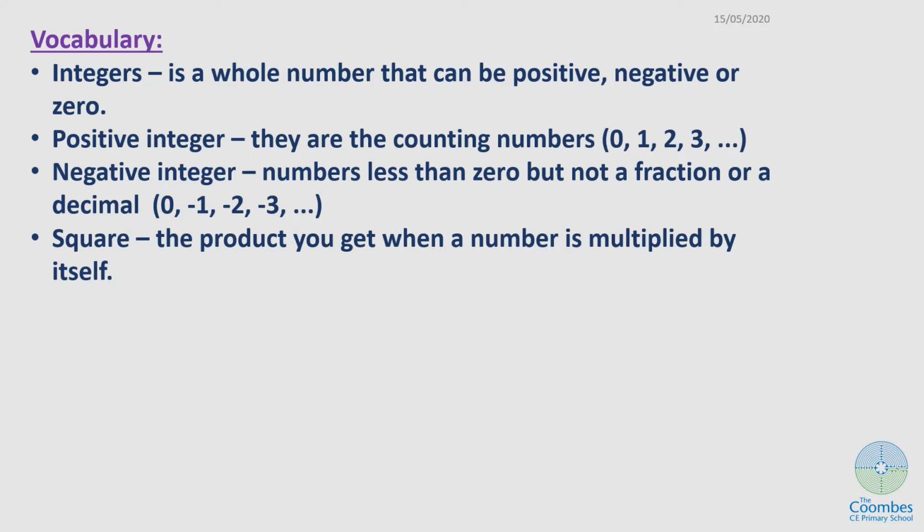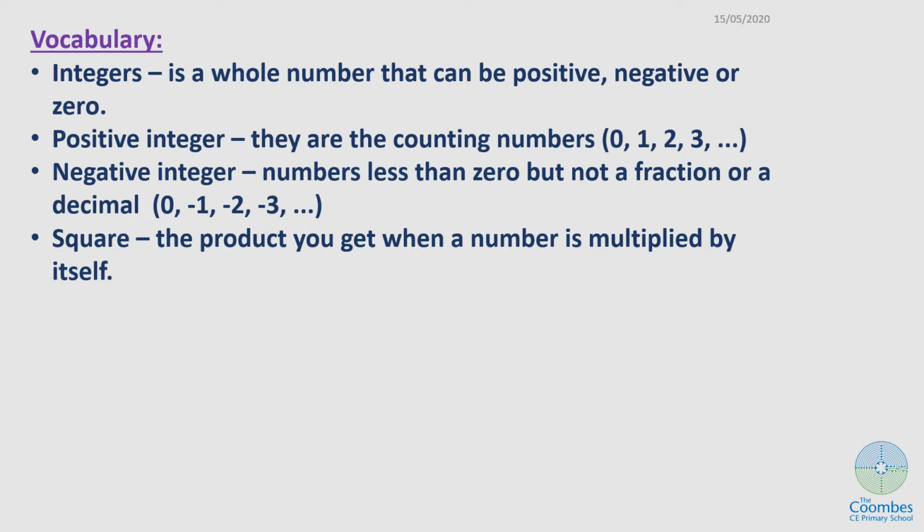Now, integers are just whole numbers that can be positive, negative, or zero. Positive integers are the counting numbers we have, like 1, 2, 3, 4, going to infinity. And negative integers are numbers that are less than 0, but they are never fractions or decimals, like -1, -2, -3, all the way back to minus infinity.